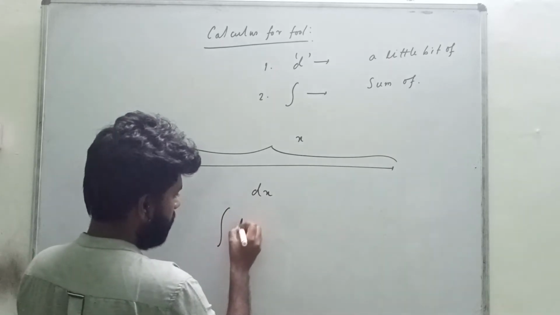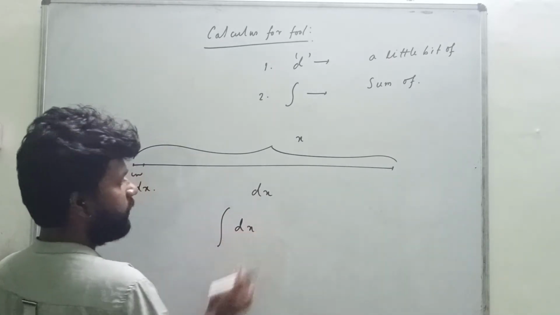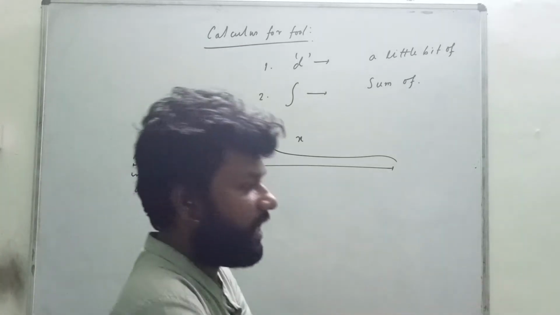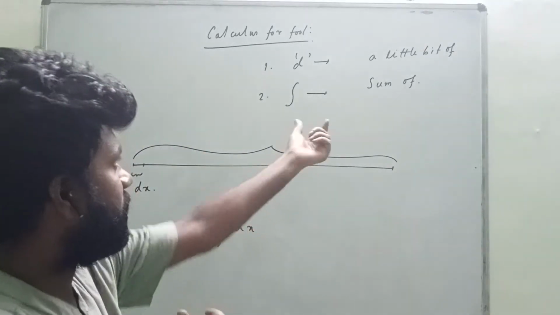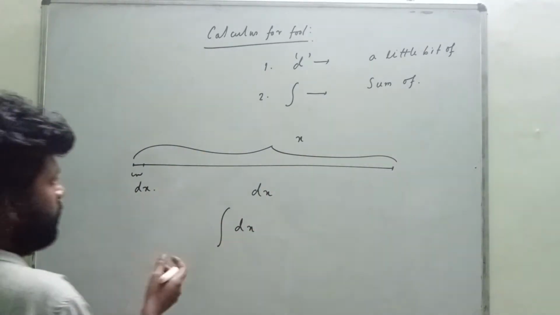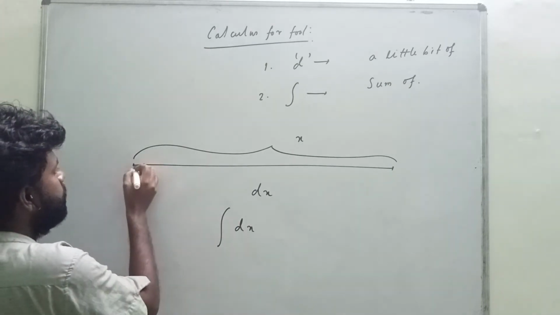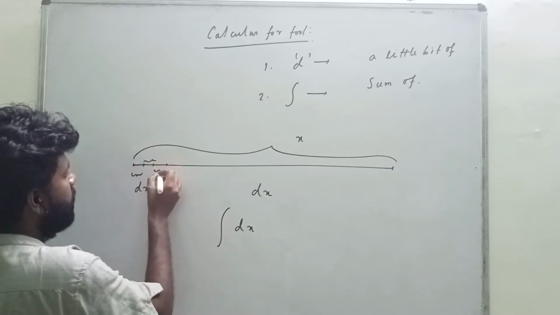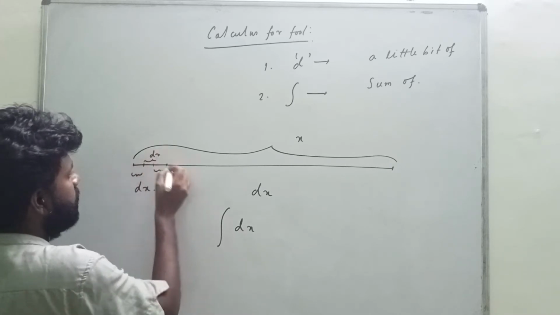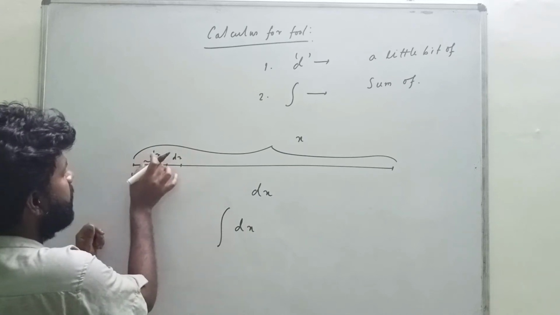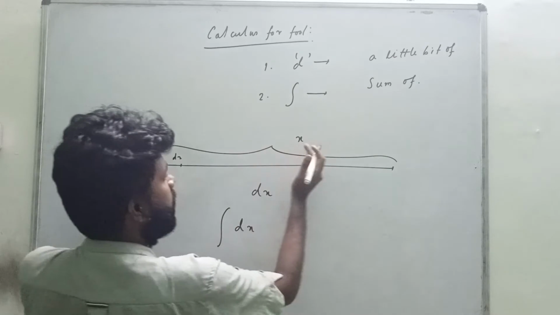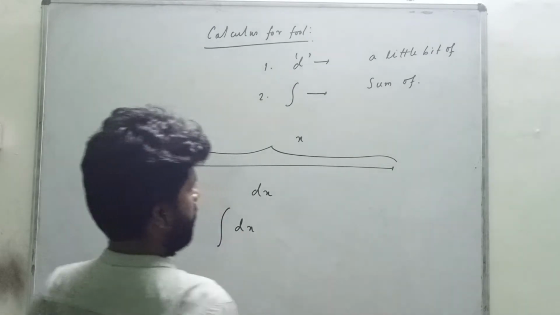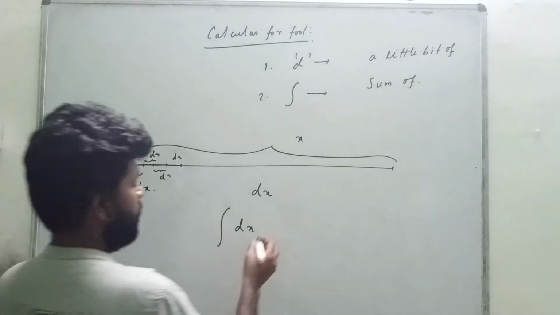And the large S symbol means the sum of a little bit of x. The sum of just means addition. That means if we have small pieces here, dx, another dx, and if you add these dx one by one, you will get the full length of this line. That means you will get x.